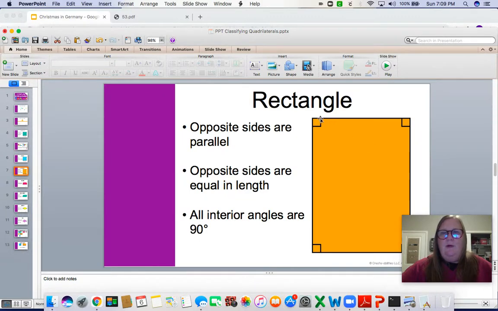Same way with a rectangle, this top line and the bottom line are also parallel to each other. Again, if I drew a line going more to the right on each one of those shapes, they would stay the same distance apart and they would never cross over, so they're called parallel. The opposite sides are equal in length, which means if I measured this top and this bottom, they would be the same length. And if I measured the left and the right, the length of those would be the same. And again, we see that they have right angles.